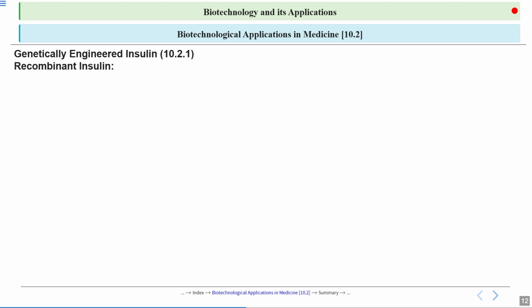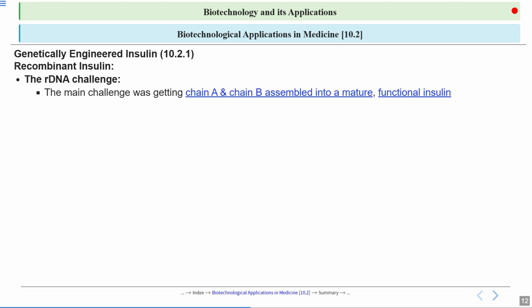Now we will talk about how this recombinant insulin has been made, and how it has changed the use of insulin in medicine. So first of all, what was the recombinant DNA challenge? The main challenge was getting chain A and chain B assembled into a mature functional insulin, because we know that insulin is first synthesized as proinsulin.